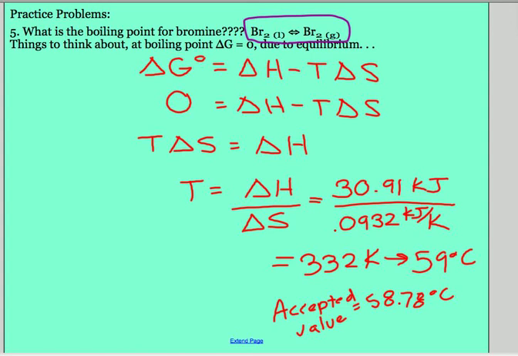So again, you just look these up like you have been in the whole chapter. You get a rough estimate of 59 degrees Celsius, and it turns out the actual boiling point of bromine is 58.78, which is ridiculously close and pretty cool. So this is a nice way to estimate when you change from spontaneous to non-spontaneous. It's also a way to figure out phase change temperatures. And that is it for thermochemistry. I know you're going to miss it.